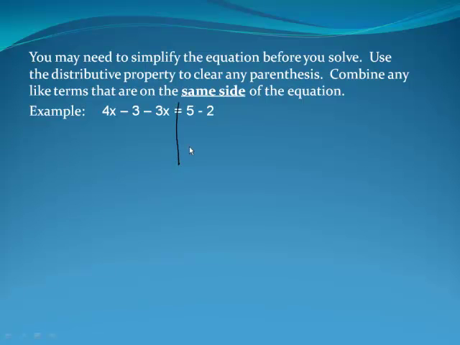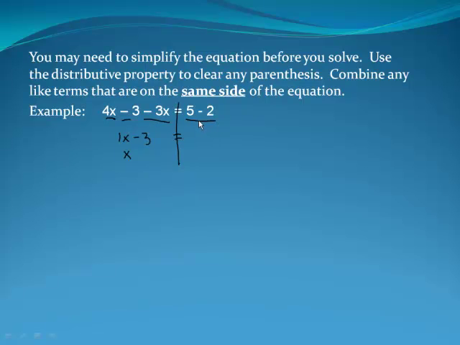Now I'm going to draw my vertical line here because it's important to remember that when you're combining like terms, you can only combine like terms that are on the same side of the equal sign. For example, you can combine this 4x and this minus 3x because they're both on the left-hand side of the equal sign. So let's do that. 4x minus 3x, 4 minus 3 is 1, so 4x minus 3x is 1x, or just x, because 1 times anything is itself. And then we still have that minus 3 over here, which is an unlike term, so you can't combine that minus 3 with that x.